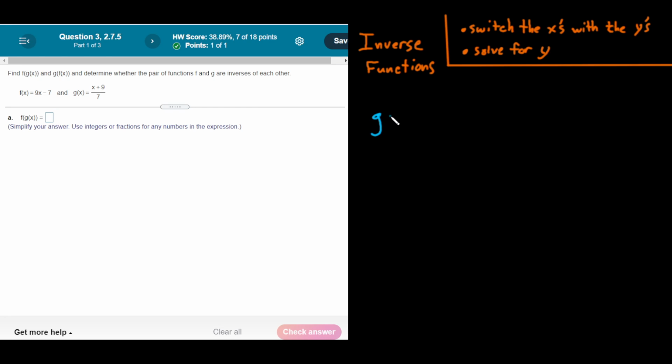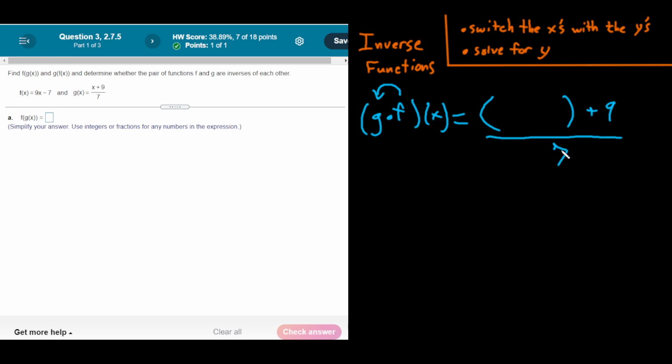So we're going to find g of f. And we're going to write it this way now. So we're plugging, remember, we go from right to left. We plug the f into the g. I'm going to leave a big parentheses where the x was right here. So there's x plus 9 divided by 7. And let's plug the f function in there. What's the f function? The f function is 9x minus 7.